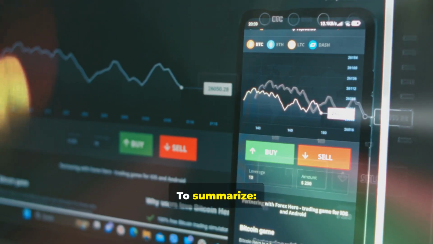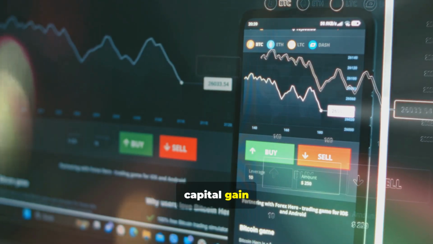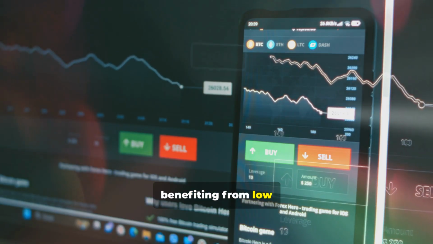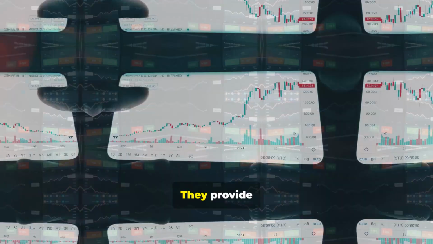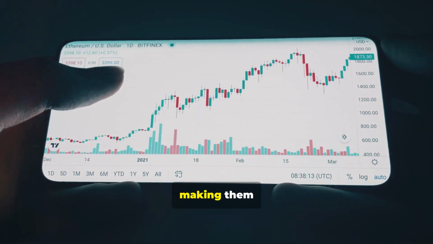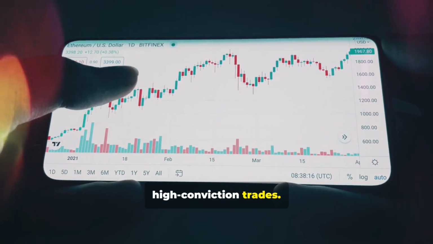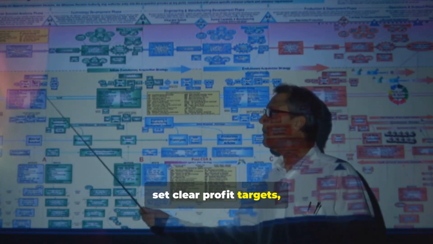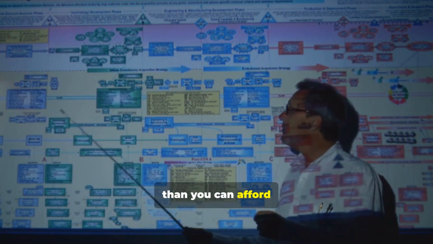To summarize, synthetic calls are capital gain strategies requiring bullish market conditions and benefiting from low entry volatility. They provide unlimited upside potential with limited downside risk, making them excellent for high-conviction trades. Remember to always manage your risk, set clear profit targets, and never risk more than you can afford to lose.